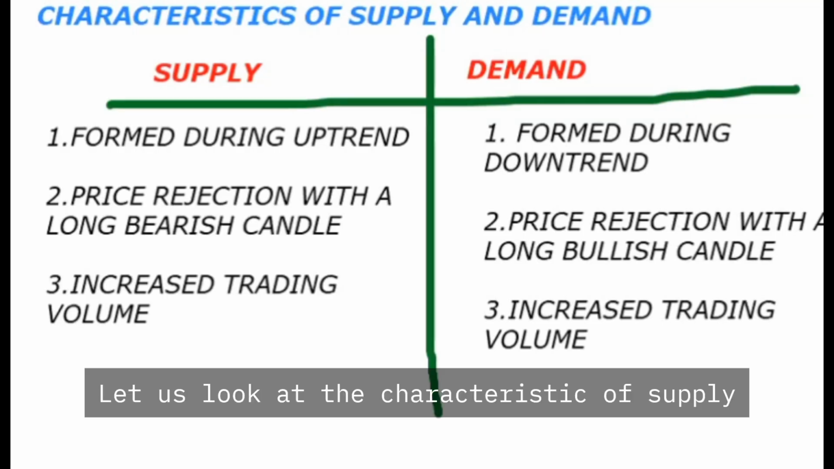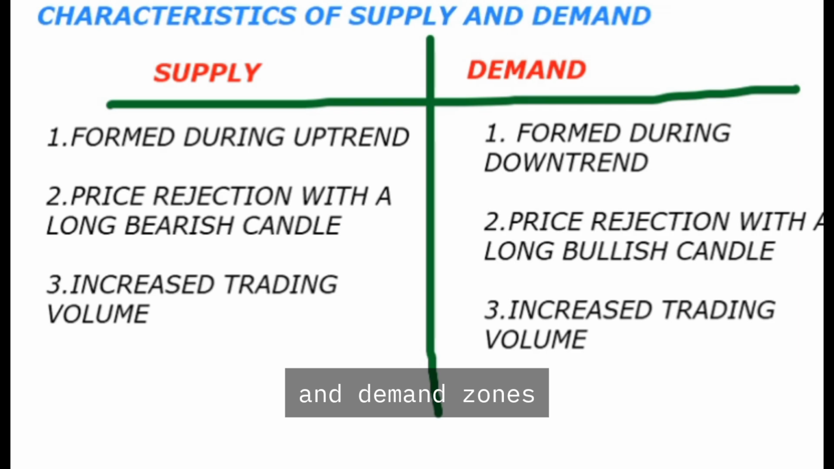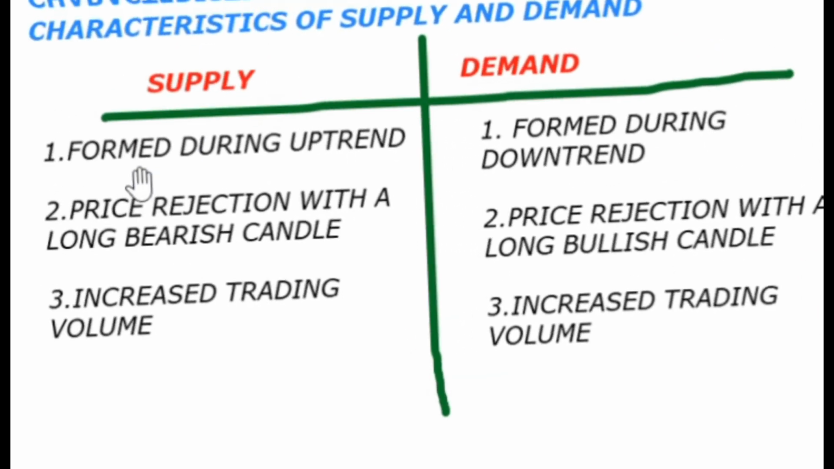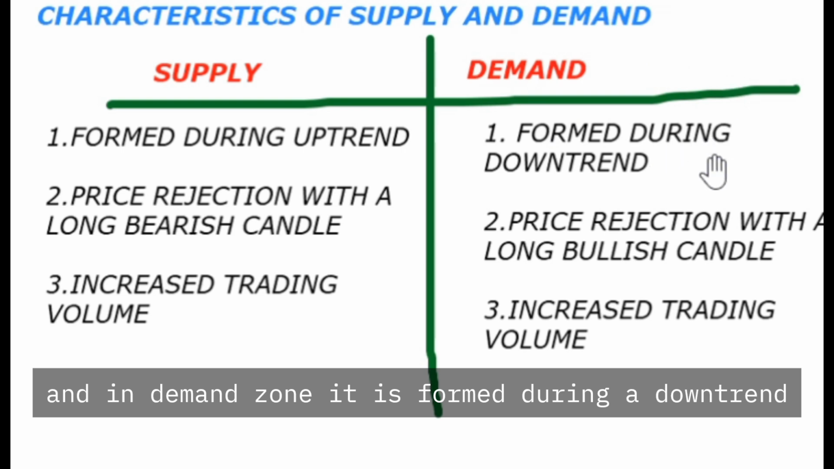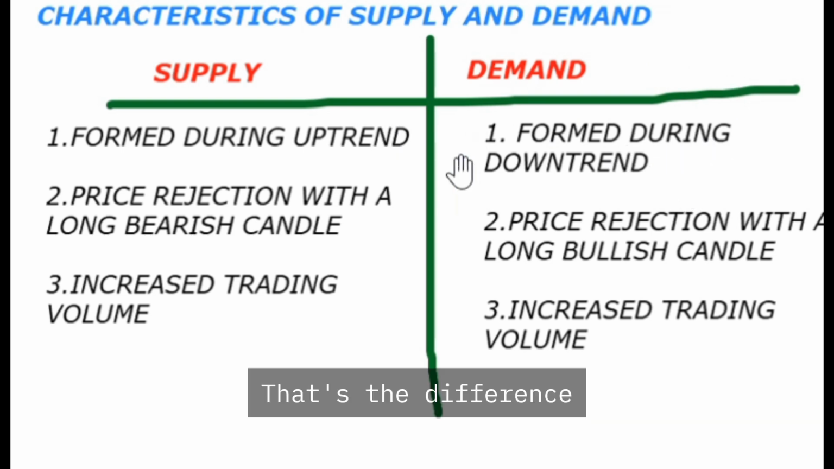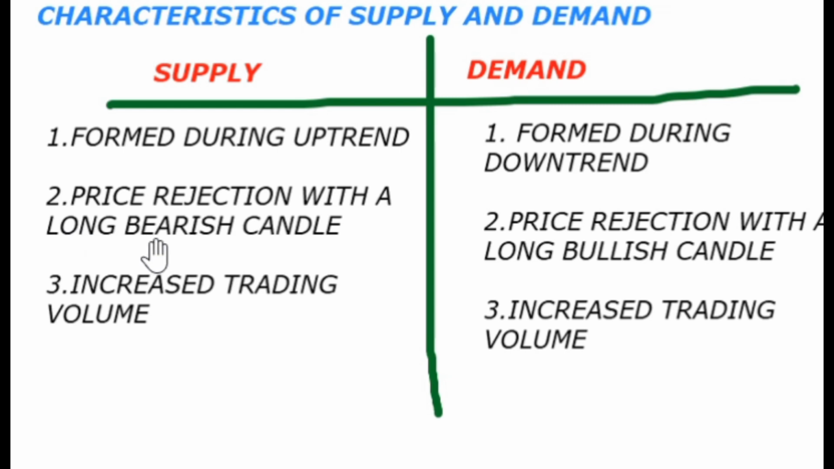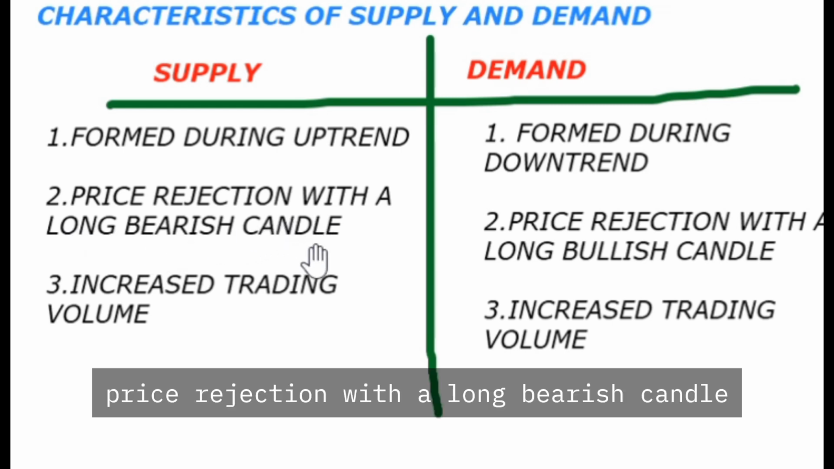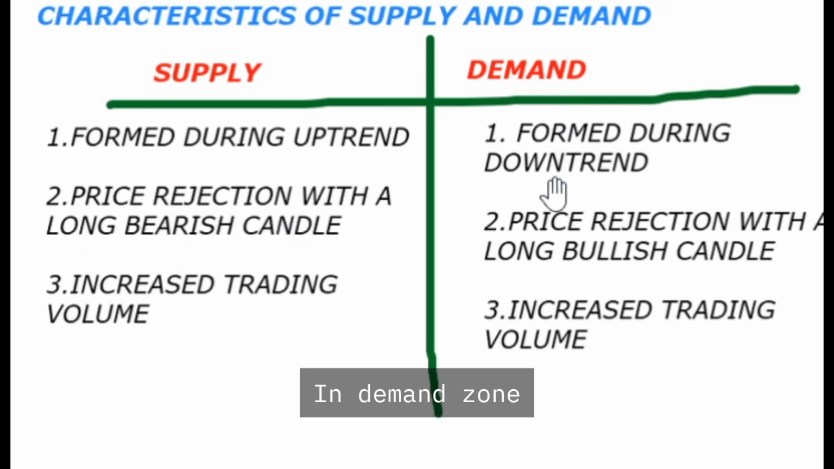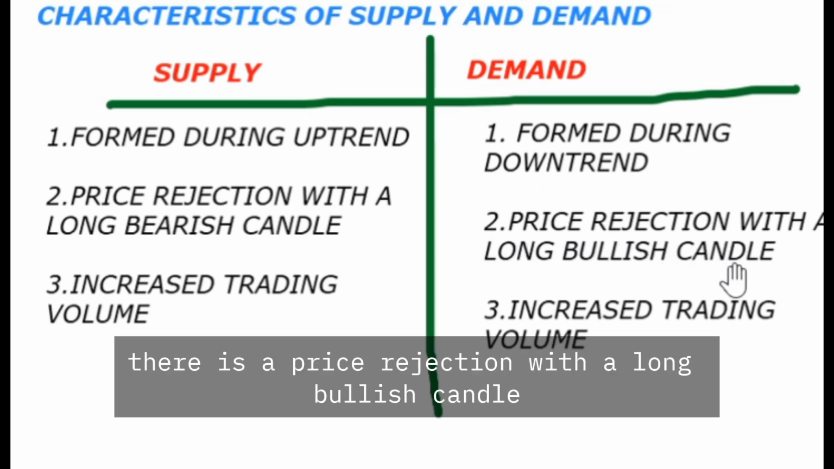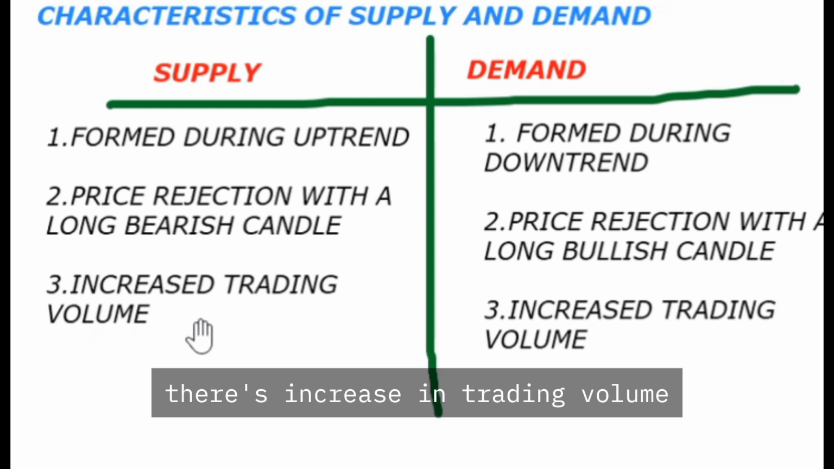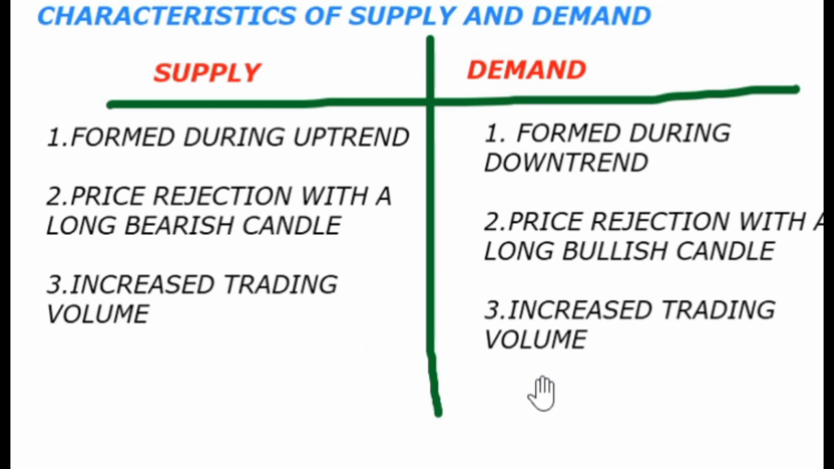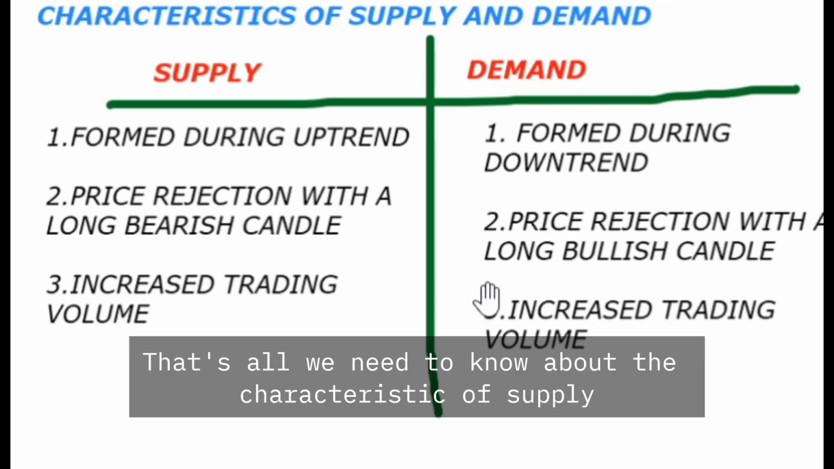So guys, let us look at the characteristics of supply and demand zones. A supply zone is formed during an uptrend, and a demand zone is formed during a downtrend. That's the difference. In a supply zone, there is price rejection with a long bearish candle. In a demand zone, there is price rejection with a long bullish candle. In a supply zone there is an increase in trading volume, same for a demand zone. That's all we need to know about the characteristics of supply and demand zones.